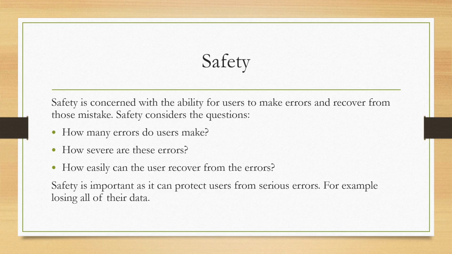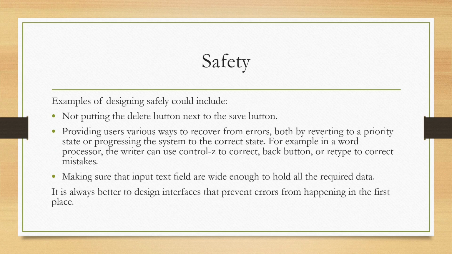So safety is an important aspect to consider because we want to prevent our users making serious errors, for example, losing all of their data or information. Examples of designing safely could include not putting a delete button next to the save button, because if they're close to each other and they are small, you could accidentally misclick. You could provide users with different ways to recover from errors, either by reverting to a previous state or progressing the system to the correct state or changing the information to match what it should have been.